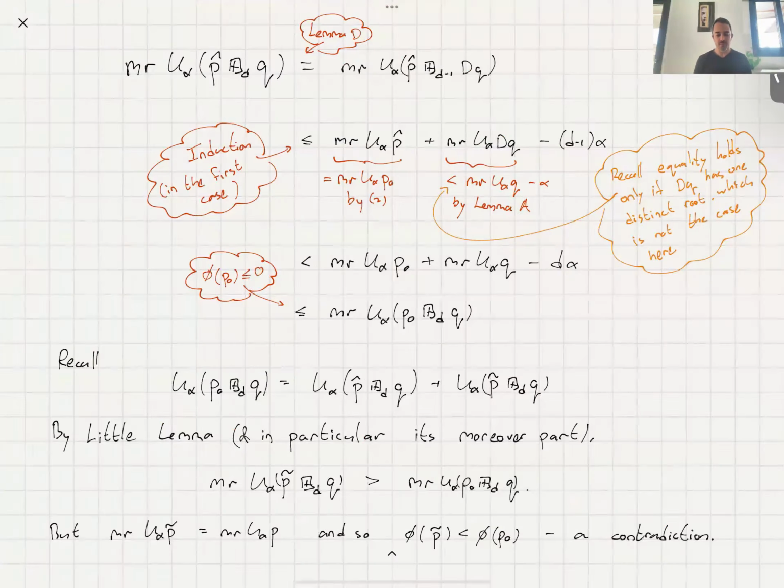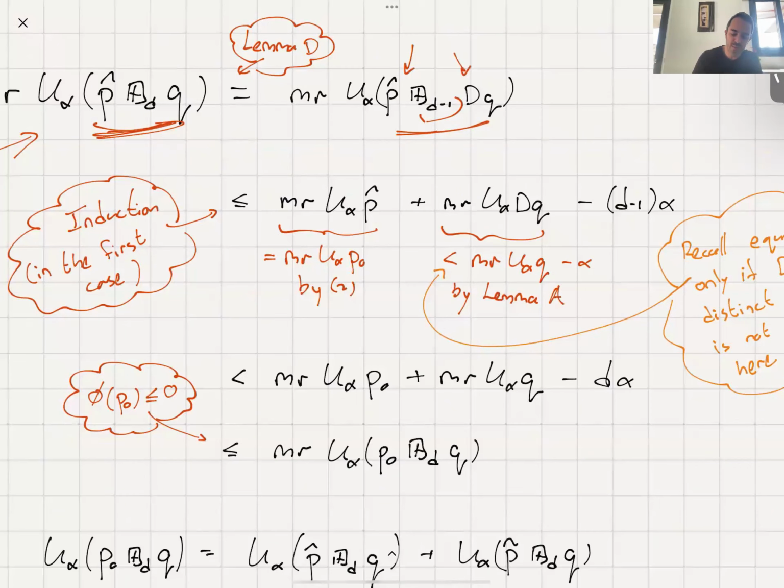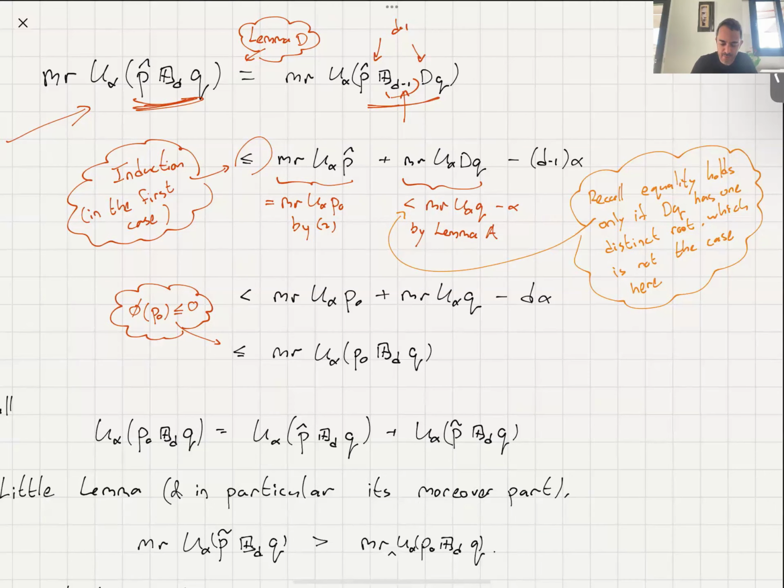Okay, so what do we know? This is just repeating what I said before. Lemma D implies that the max root of U alpha of this convolution is the max root of this convolution, here with D-1 instead of D, using the derivative. Now the point here is that both of these polynomials have degree at most D-1. Otherwise, I couldn't have done that. And so you can apply induction, right? Because the induction was on the max degree. So now both polynomials have degree at most D-1, so you can induct, and you get this inequality that you see here. Everything is with the hats and the DQs where they should be. Here is a hat and here is a DQ.